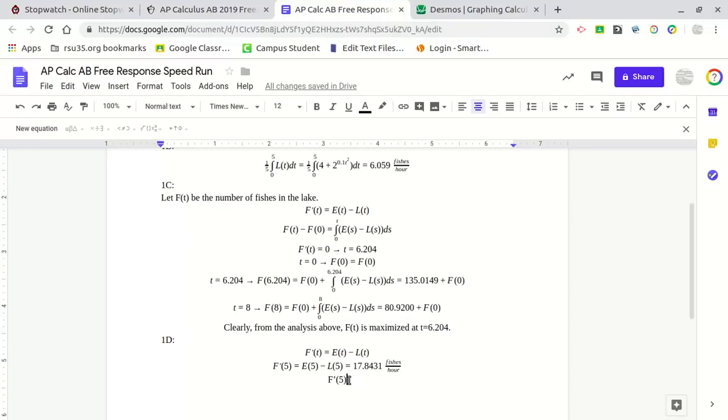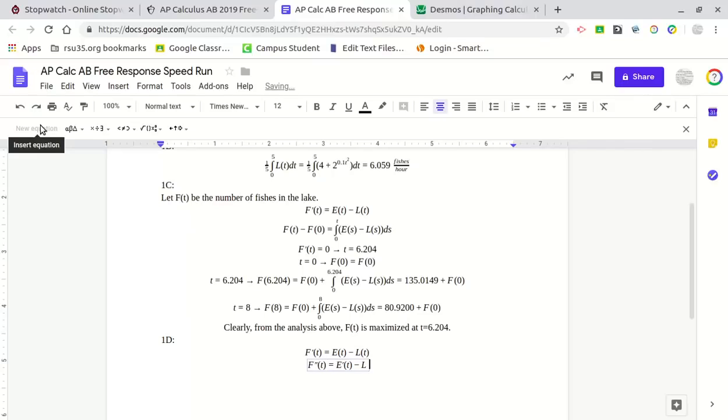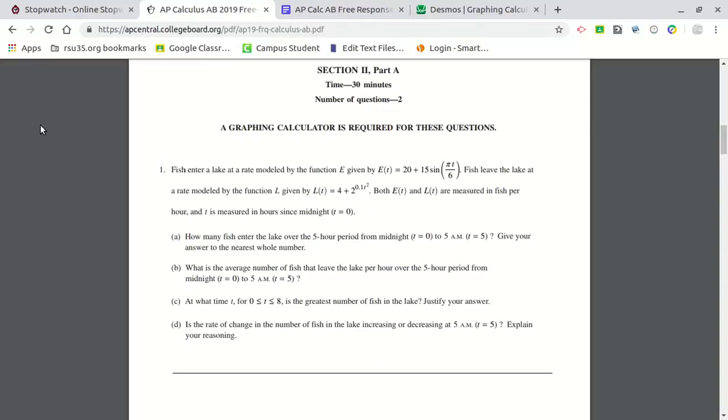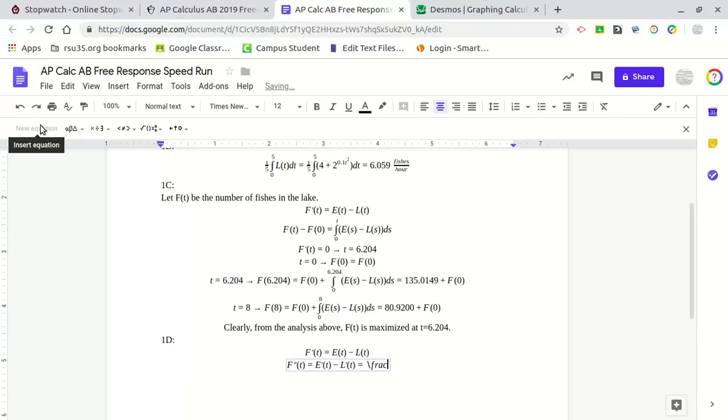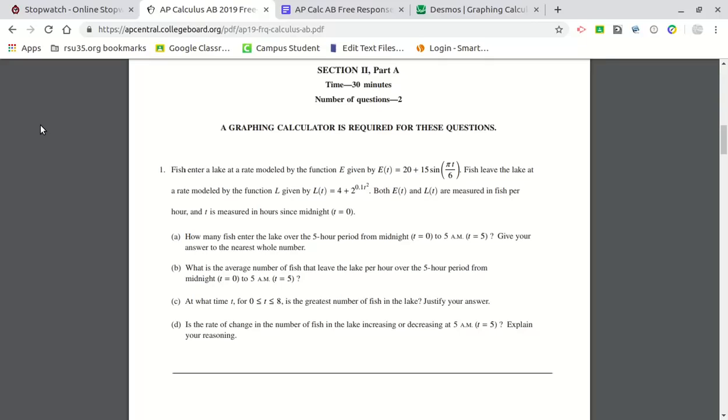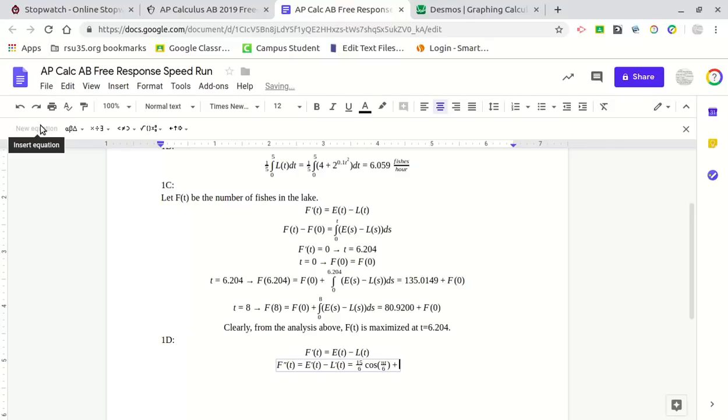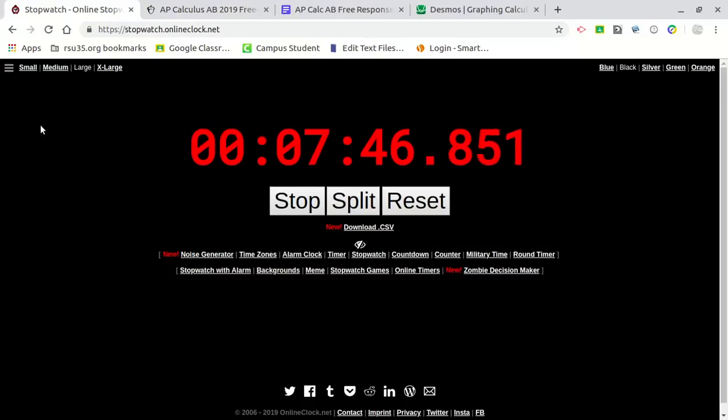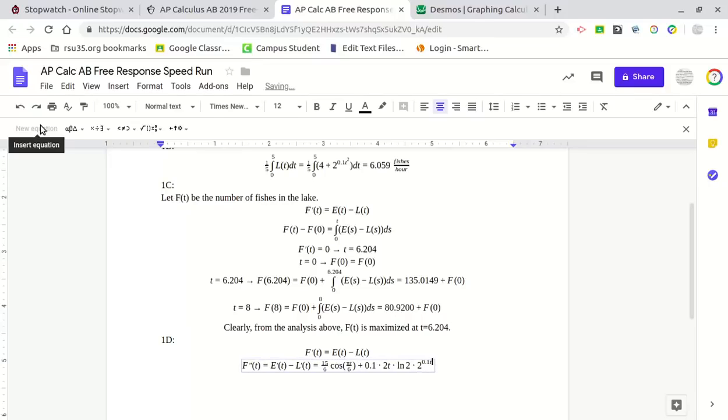So I actually want to find f prime prime of t, the rate of change of f prime of t, to see whether it is increasing or decreasing. That is e prime of t minus l prime of t. I probably have to show my work to find the derivative. So it is 15/6 cosine of pi t over 6 minus 0.1 times 2t times ln of 2 times 2 to the 0.1 t squared. Hopefully that's right. Oh, sorry, this should be a minus sign here.